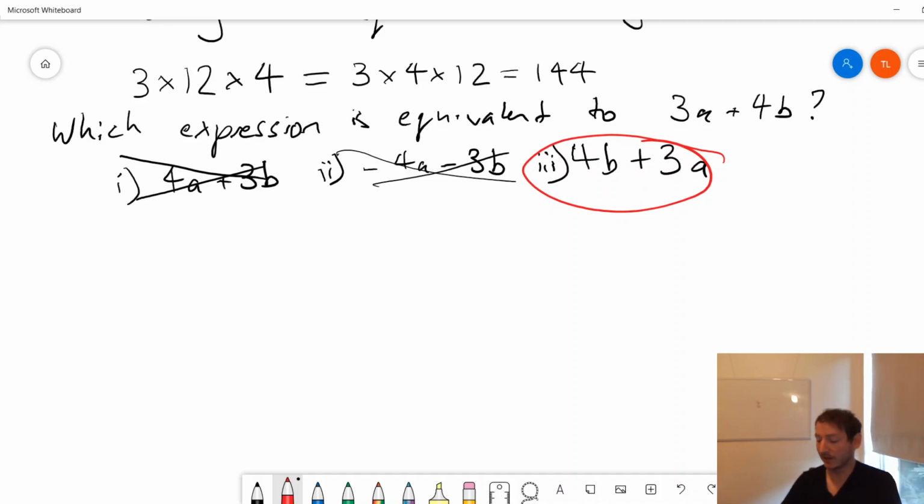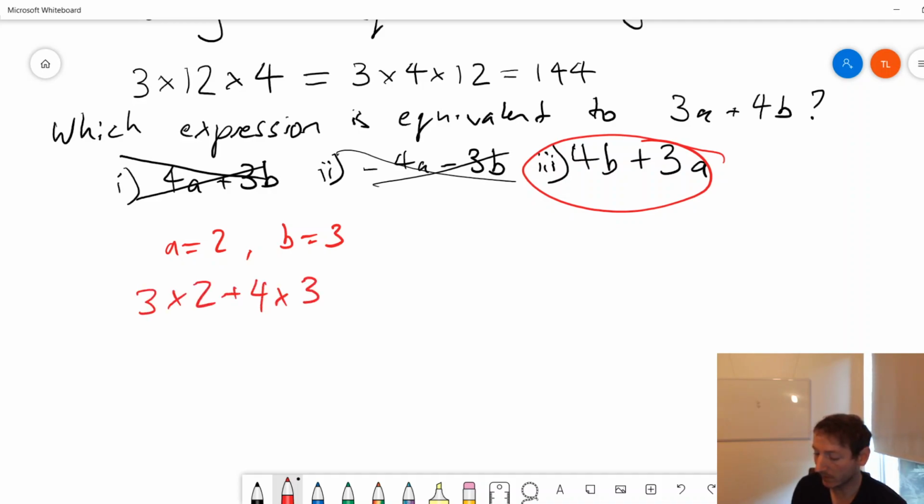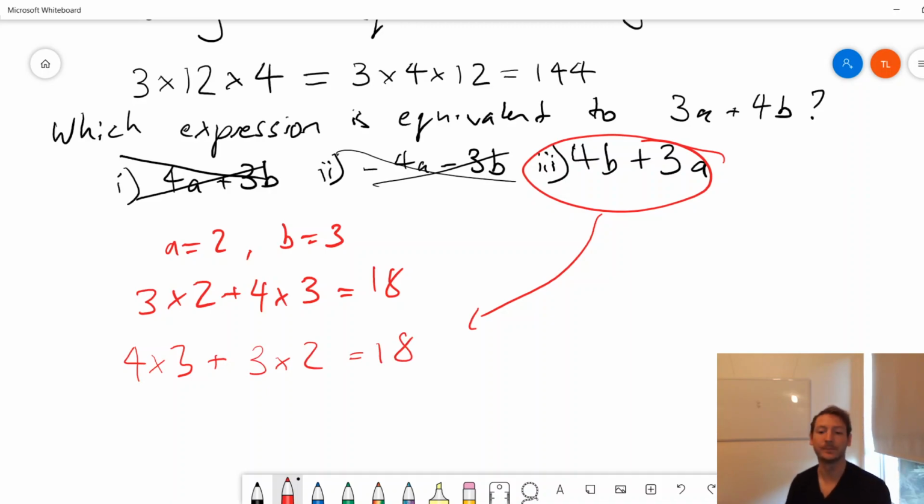Now the other way to test it is just pick some values. Let's say a equals 2, b equals 3. For the original one, 3 times 2 plus 4 times 3 equals 18. And then try it for this second one. Let's say 4 times 3 plus 3 times 2 also equals 18. So it works for that one. You probably want to try it for one more set of values and then you know it is equivalent.